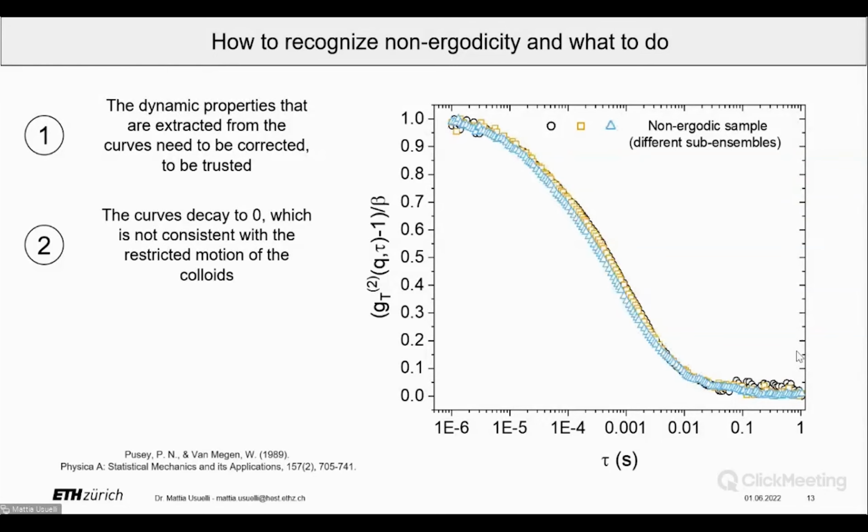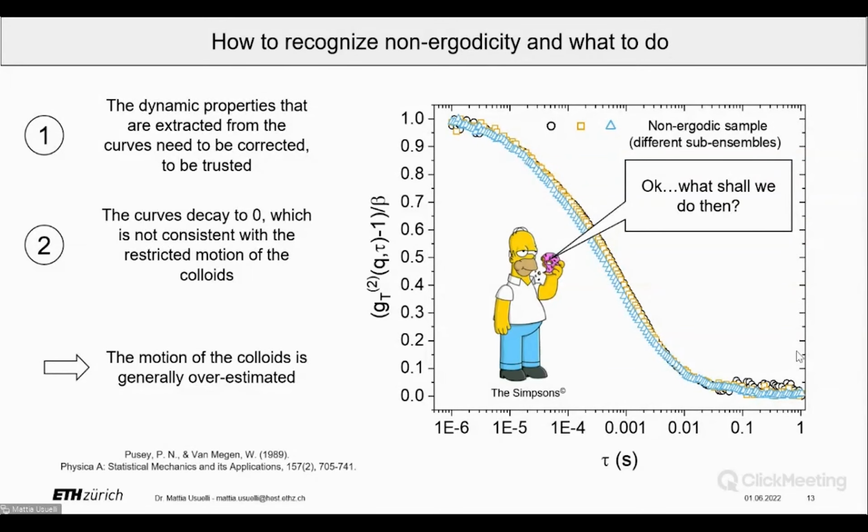Moreover, something that we observe is that the curves decay to 0. That is not consistent with the fact that our Brownian objects are performing only restricted motions. And so, as we saw before in the treatment from Pusey and van Megen, they should not perform an entire decorrelation of the function. So if we apply the Siegert relation to the data that we extract from non-ergodic samples, the motion of the colloids is generally overestimated, both in absolute quantity and also in terms of diffusion coefficient. Our scattering expert is a bit lost. What shall we do then?